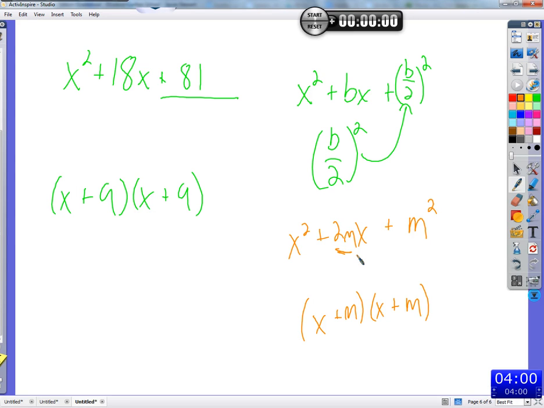You can look at it either way. I think this way works well because what we're going to be given is x squared plus something x. We're going to take that something, divide it by 2, square it, and there you go. B squared over 4 is what that would be. So if you like, there you go. It's a shortcut, but we invented it. It's kind of cool.